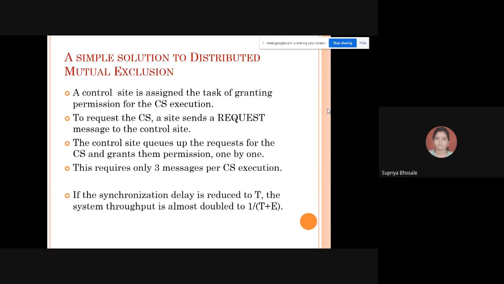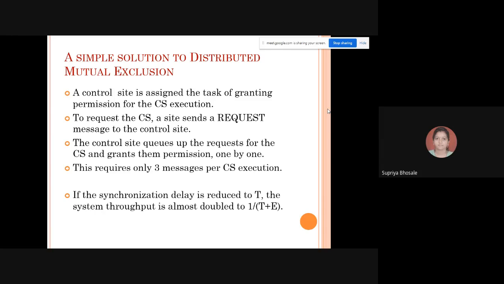Okay, so whatever request comes will be put into the queue, and then after the completion of the first process, the second one will be given the permission to enter into the critical section. In this way the work will be done. Then this requires only 3 messages per critical section execution. So only 3 messages will be required: request, reply and release, that we have seen in the last lecture also.